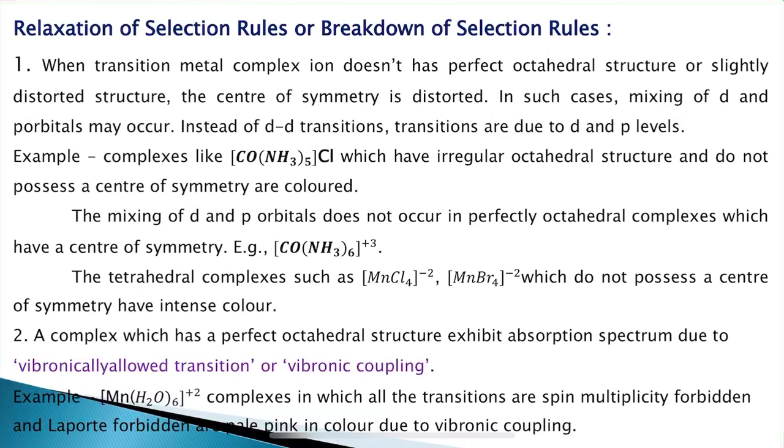Why is it like this? Let us take some examples and understand what is meant by relaxation of selection rules, or breakdown of selection rules. The spin selection rule can be relaxed by the coupling of spin and orbital angular momenta leading to a transition. So, the transition metal complexes which do not give d-d transition also exhibit color due to the relaxation of rules. Here we should concentrate on transition metal complexes.